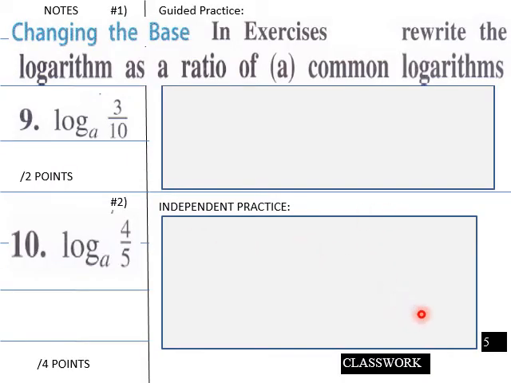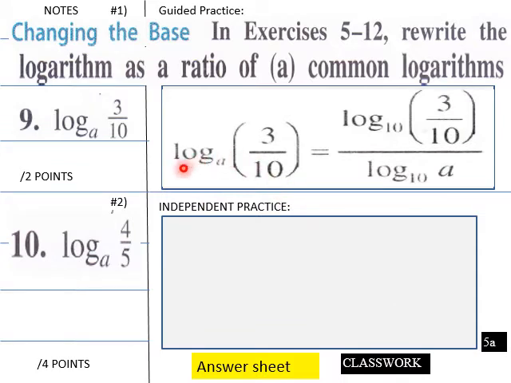Okay, so let's go into our first guided practice here, page 5 on your lecture. Changing the base. Rewrite the logarithm as a ratio of common logs. So we have a situation here where we're going to have to use change of base. So this is your guided practice here. Students, this is on you. So pay attention up here so you can do your independent practice. So let's do number 9 here. So log base a of 3 over 10.